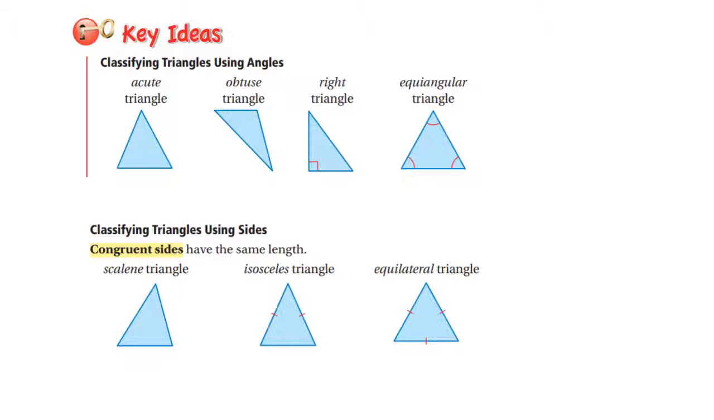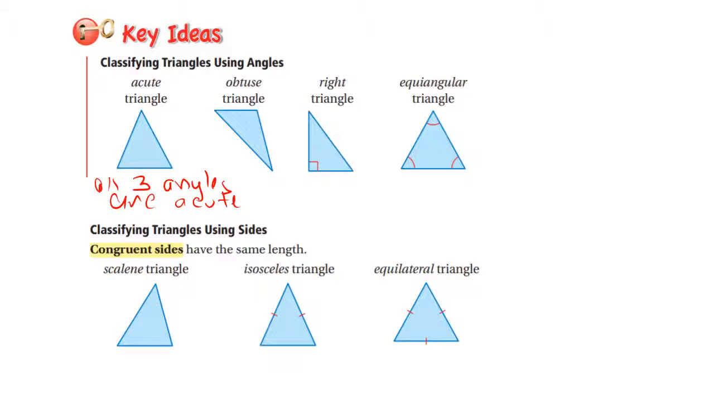Anyways, the first way that we classify triangles is using angles. As I am writing the description underneath, I'd like you to do the same thing in your notes. We can classify triangles using angles. The first is an acute triangle, which means that all three angles are acute. Do you hear my cat in the background?